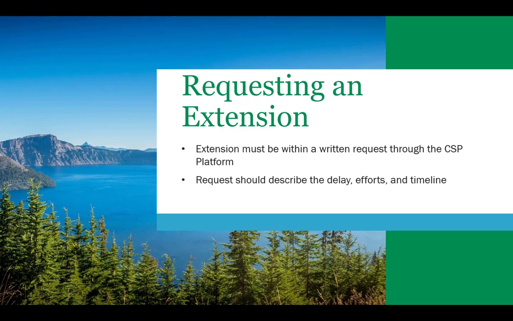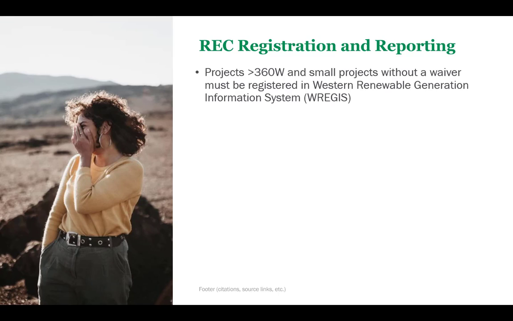The request should describe the reason for the delay, the efforts the project manager has made to complete interconnection and become operational, and a realistic timeline to achieve operation. Generally, it is expected to take roughly 10 to 20 business days for the Commission to review and act on the extension. Project managers are encouraged to advise the program administrator of any potential issues in becoming operational as soon as they are known. REC registration and reporting.